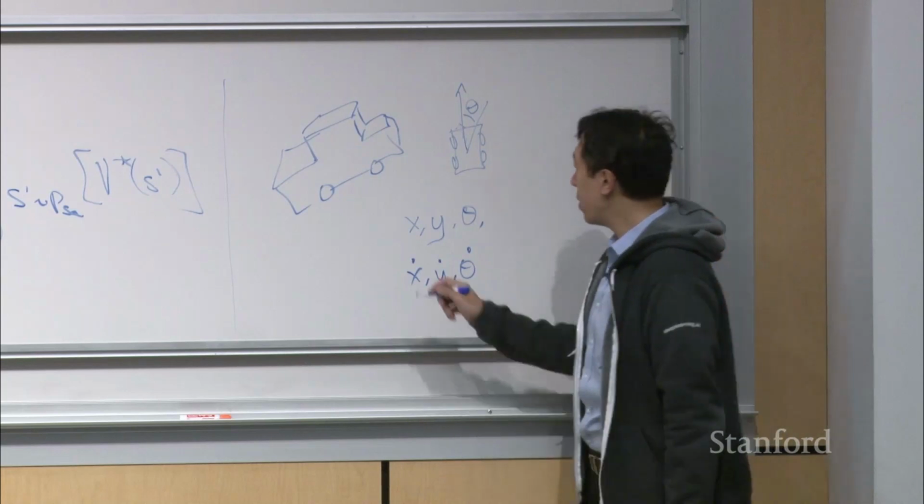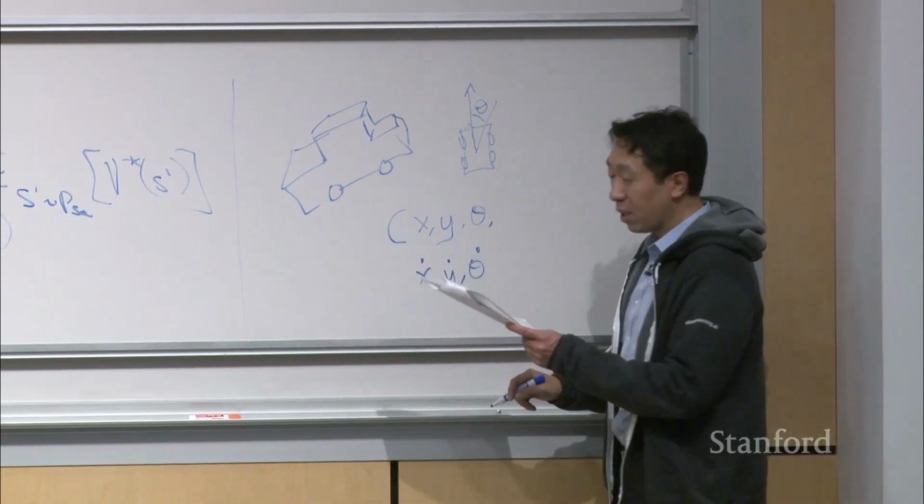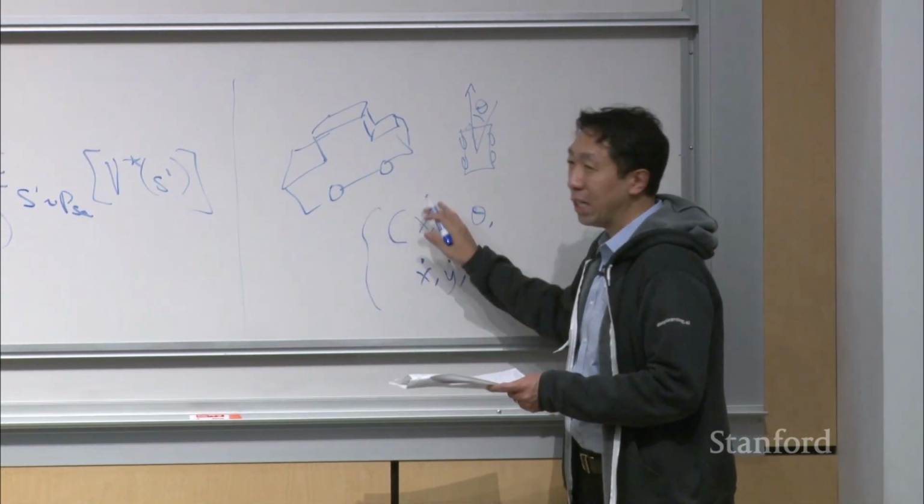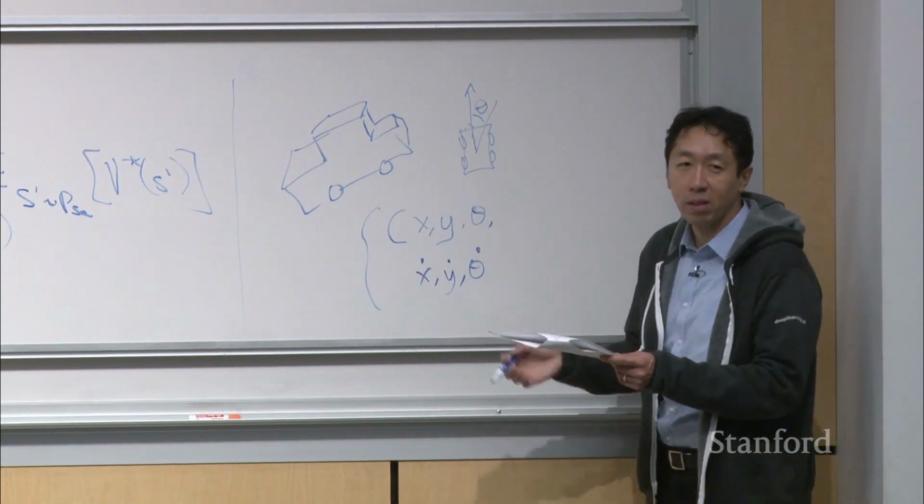Oh, and for those that work in robotics, that would be called the kinematic model of the car, and that would be the dynamics model of the car, right? If you want to model the velocities as well.